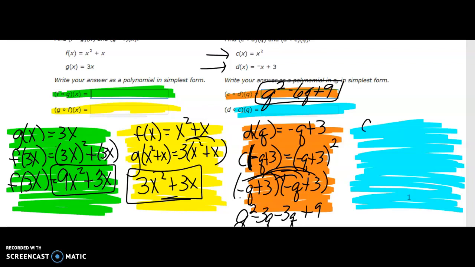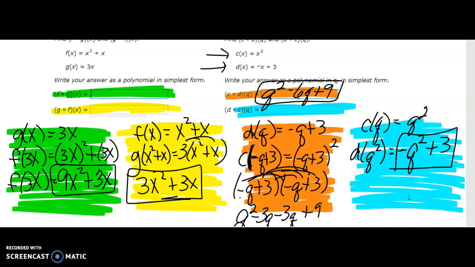D of c of q. So what is c of q? C of q is q squared. So d of q squared equals negative q squared plus 3. And that's it for that one. There's nothing else to do.